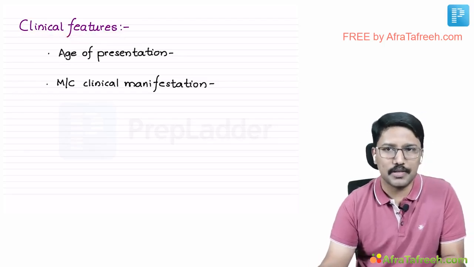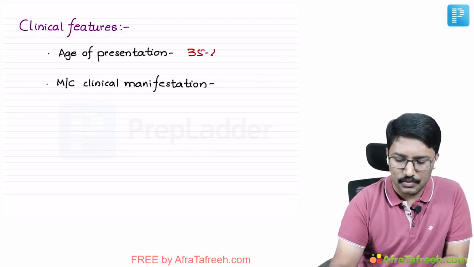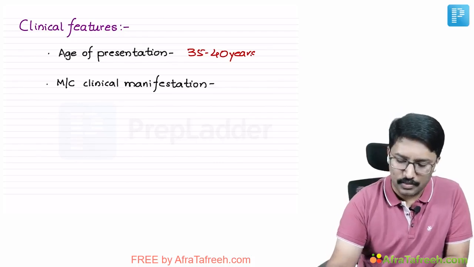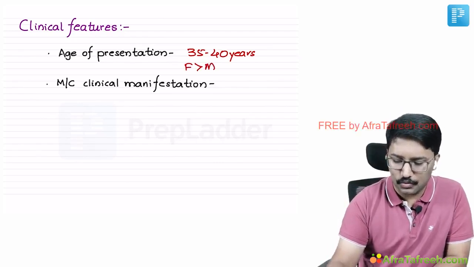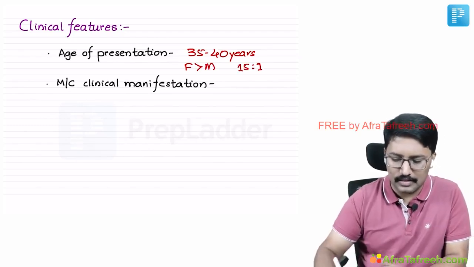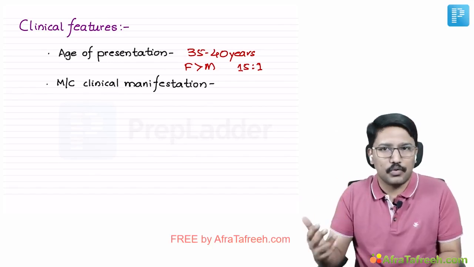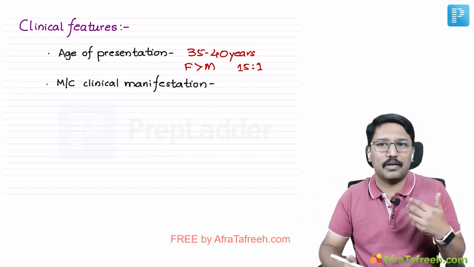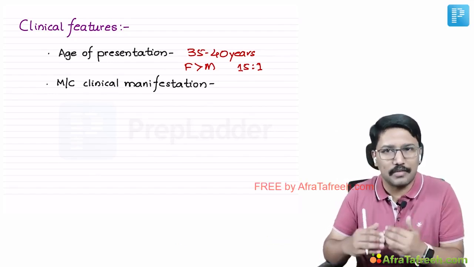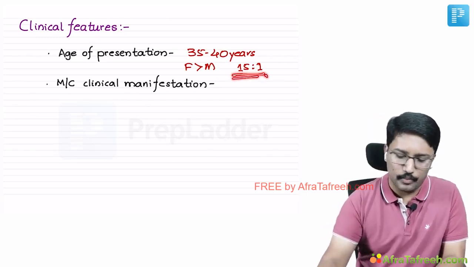The usual age of presentation of these patients is around 35 to 40 years. 35 to 40 years. And there is a clear-cut female preponderance. Female to male ratio is usually in the range of 15:1. Very classical clear-cut female preponderance, and it is the middle-aged women who are most likely affected, right? It is not the typical very young adolescent or the 20s or 30s. It is like 35 to 40 is the usual age range, and females are more likely affected than males.